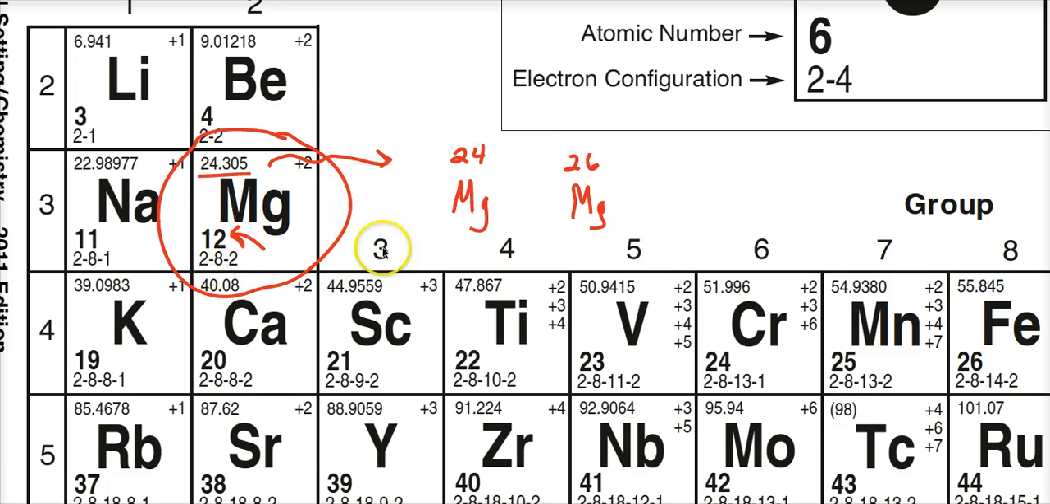24 minus 12 gives me 12 neutrons. So this isotope of magnesium has 12 neutrons. 26 minus 12 has 14 neutrons. And again, the reason you can subtract is that the things that have mass in the atom are the what? The neutrons and the protons. Electrons have mass, but they're so small, they're 2,000 times smaller than a proton or neutron. So we don't consider them. So these different mass numbers are due to different neutrons.